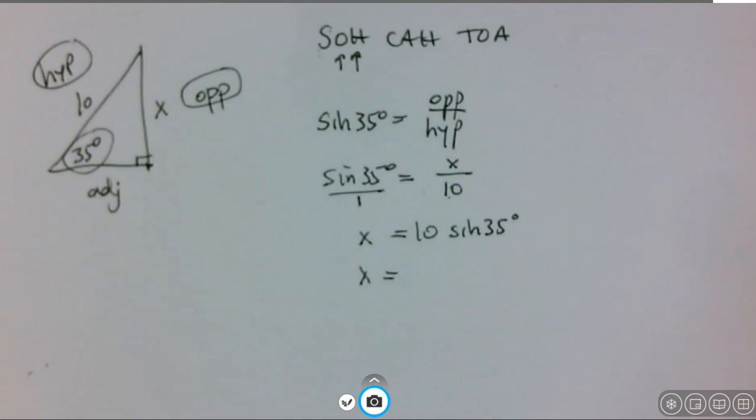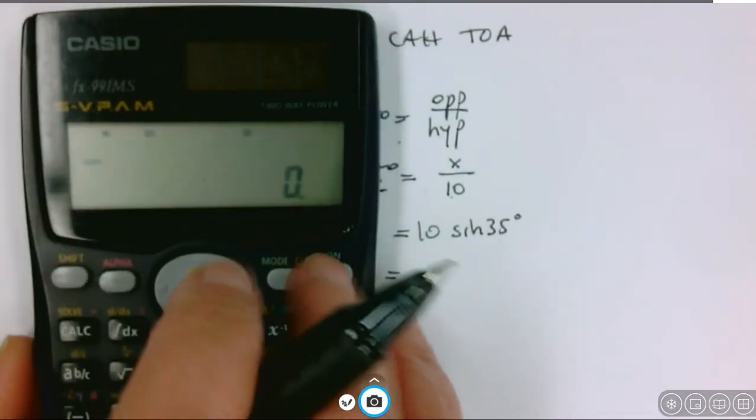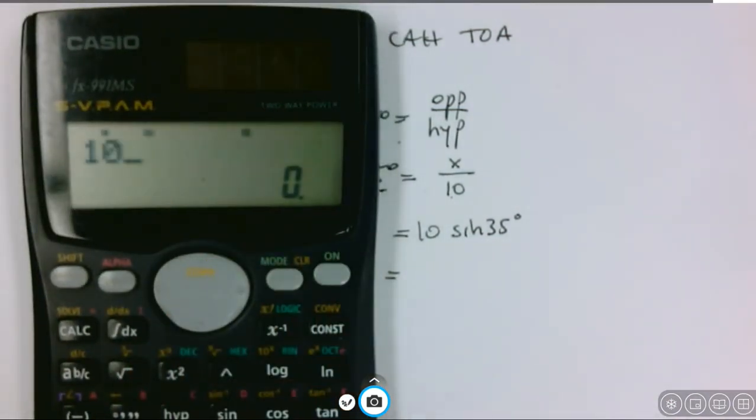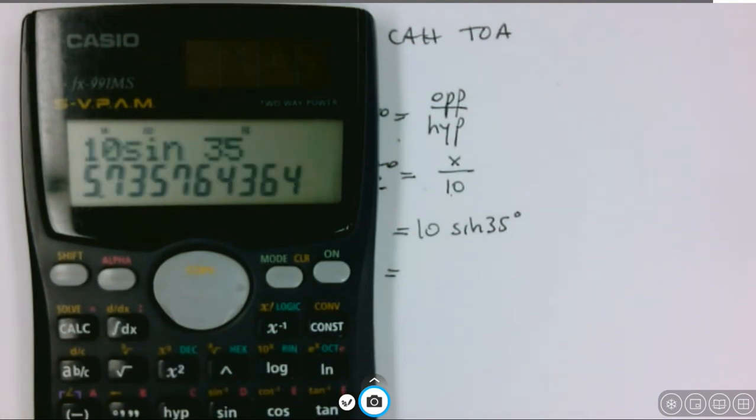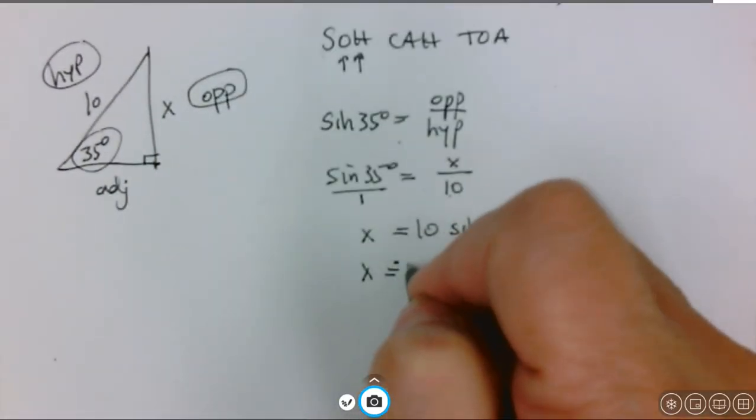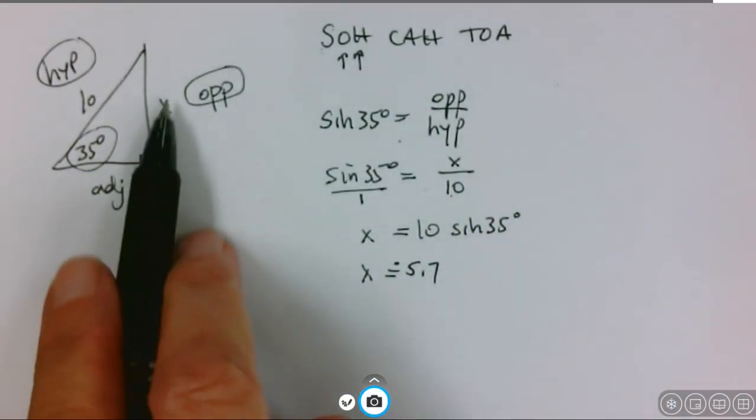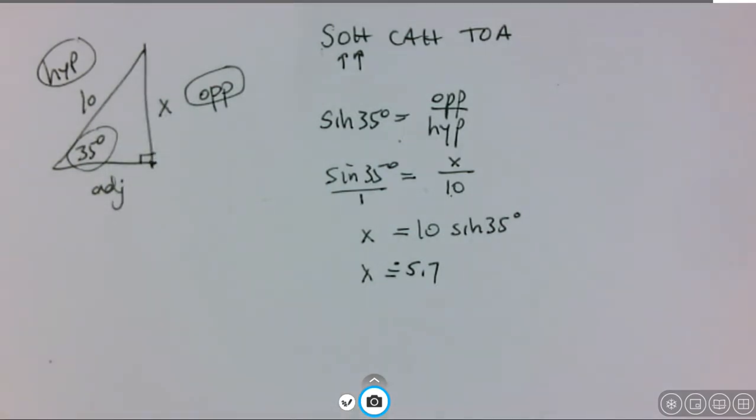X equals, and now you take the calculator. And all in one step, I'm going to go 10 sine 35. And I get 5.7 approximately. So I'm going to go 5.7. And so that I know that that is the length of the side is approximately 5.7. Okay, so that's an example with finding a side.